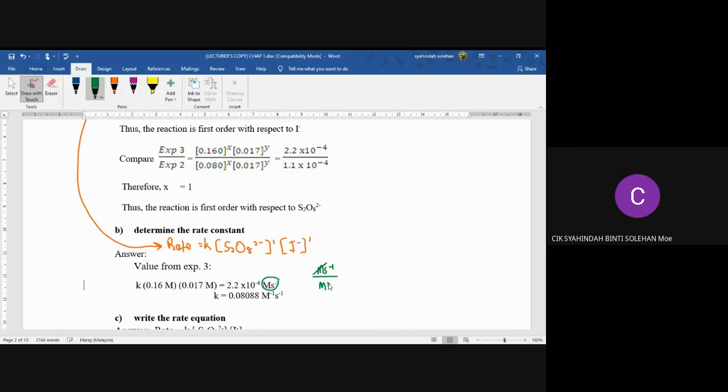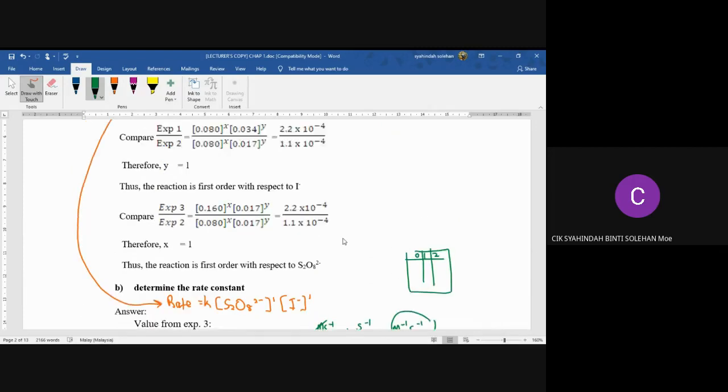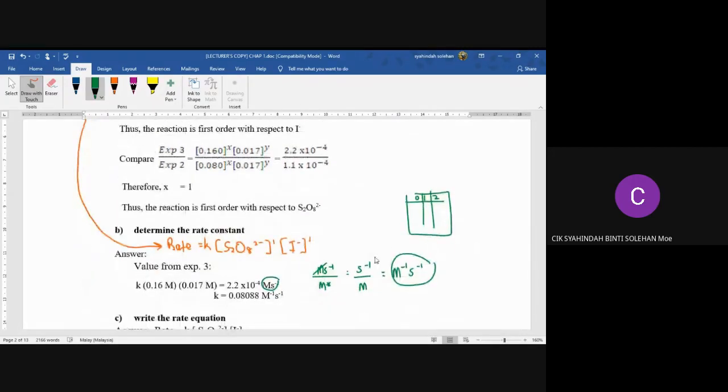So you potong one of the M here, so you know that you will get per second per molar. So it's gonna be per second per molar. Okay, so kalau you tengok dekat table yang Miss bagi unit untuk zero order, first order dengan second order tu, you tahulah yang this is actually a second order reaction because the unit of the rate constant dia ialah per molar per second. Okay, macam mana you tahu dia second order reaction?